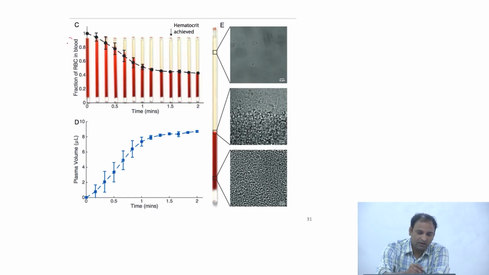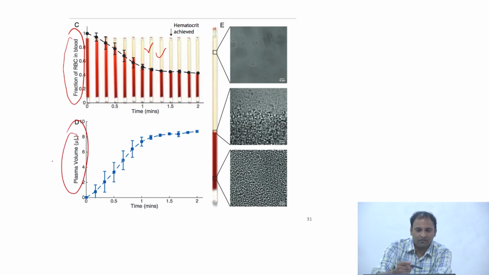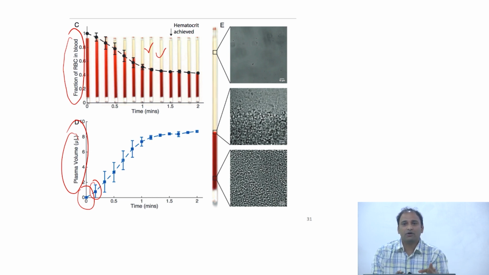That's the fraction of RBCs in the blood. The y-axis goes from 0 to 1, and your x-axis is the time. As the clear fluid starts appearing, I can also measure the plasma volume. When the fraction of the RBCs in the blood is 1 here, your plasma volume is 0, because it's a homogeneous fluid. At some point somewhere here you start seeing a small volume of clear fluid. That's when a small volume of the plasma appears. So it's a simple demonstration of how the separation happens.